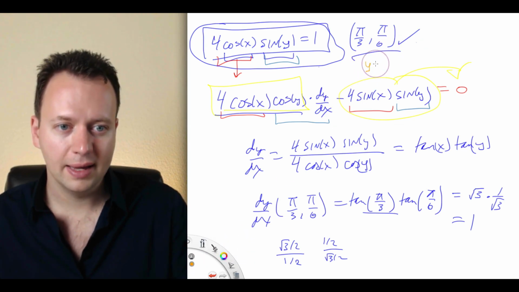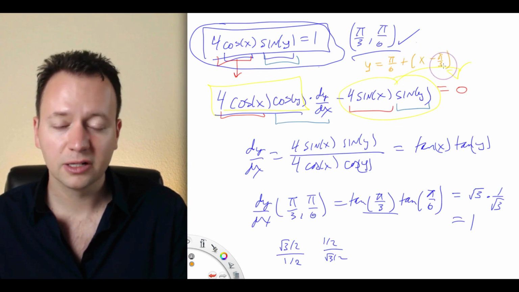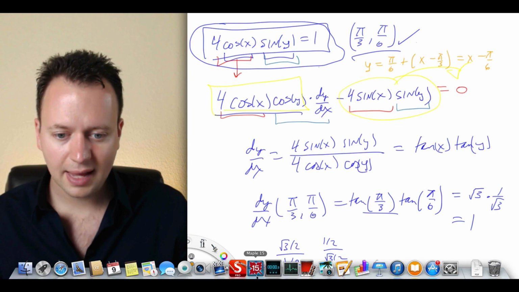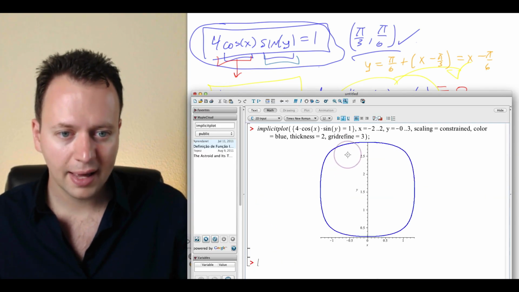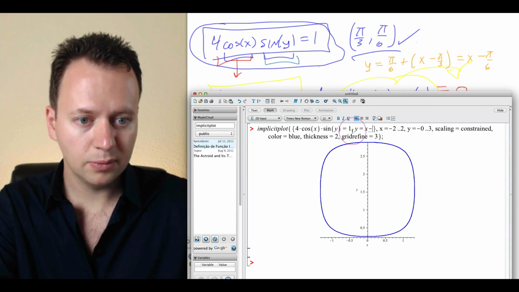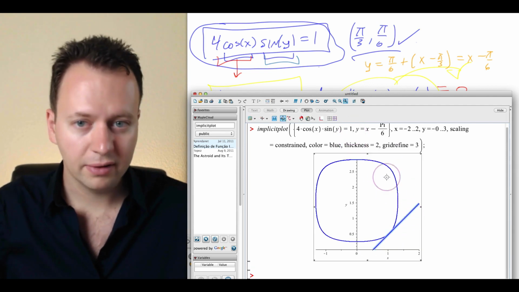which means that the tangent line is going to be y is equal to the starting y value plus the slope, which is 1, times x minus pi over 3. Now pi over 6 minus pi over 3 is minus pi over 6, so that's x minus pi over 6. So let's now add to this plot y is equal to x minus pi over 6. And there we have it. It works.